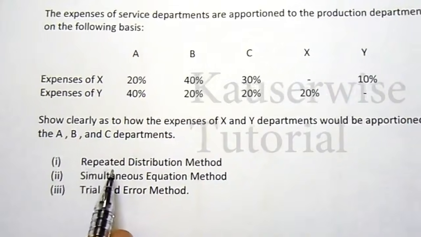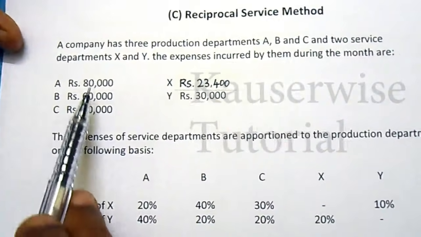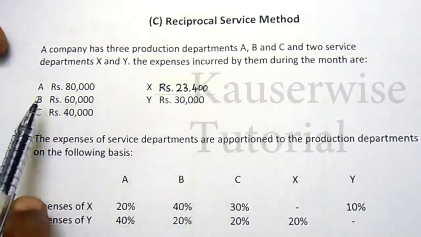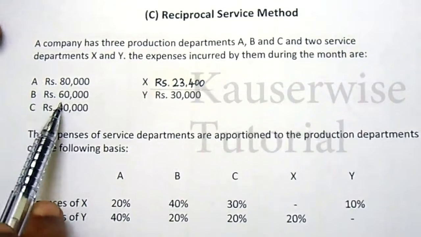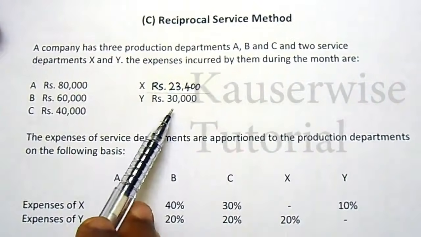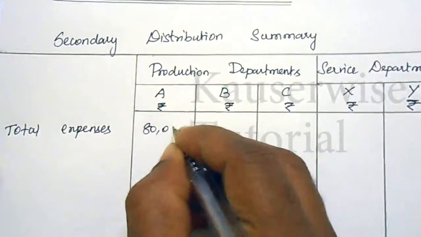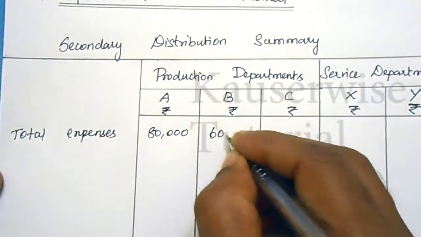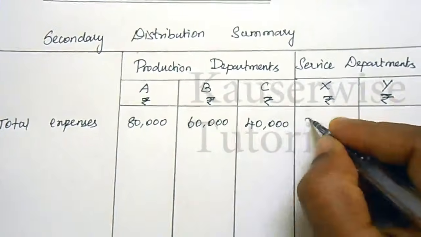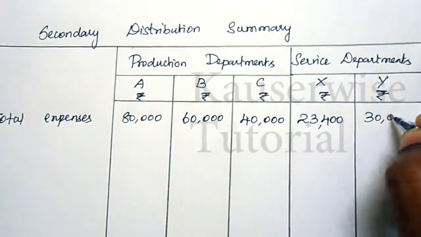See, according to repeated distribution method, first we need to allocate all the expenses or all the overheads according to the primary distribution for each and every department separately. For A 80,000, for B 60,000, for C 40,000, for X 23,400, for Y 30,000. Total expenses for A 80,000, for B 60,000, for C 40,000, for X 23,400, for Y 30,000.